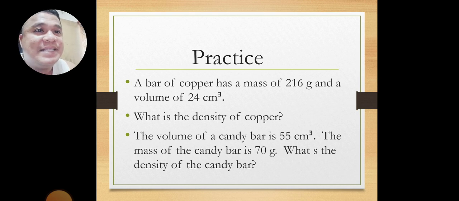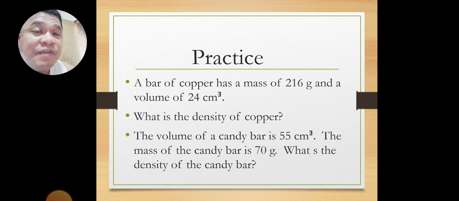So practice. A bar of copper has a mass of 216 gram and a volume of 24 cubic centimeter. What is the density of that copper? Just simply use the working equation. D is equal to M over V, mass over volume. So 216 divided by 24, that's the density of the certain bar of copper.